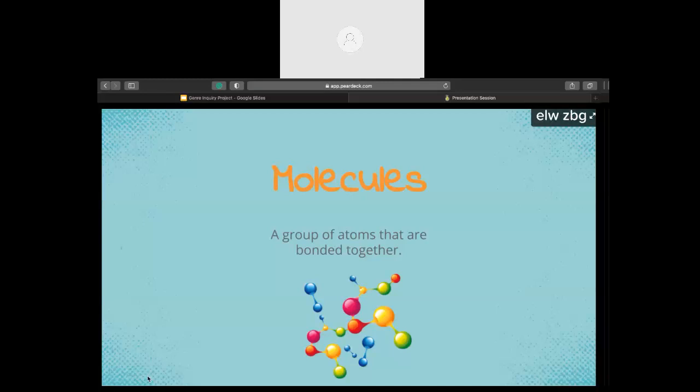Molecules. Great job, class. So molecules are a group of atoms that are bonded together. Everything is made up of molecules, even this pencil that I have and you may have right in front of you. The more tightly packed the molecules of an object are, the more dense it is. And the more loosely packed the molecules, the less dense the object is.